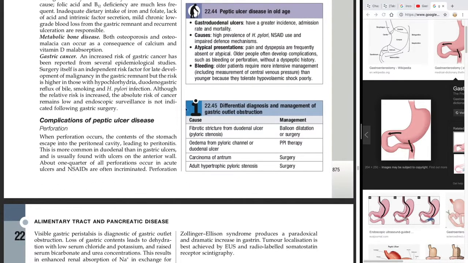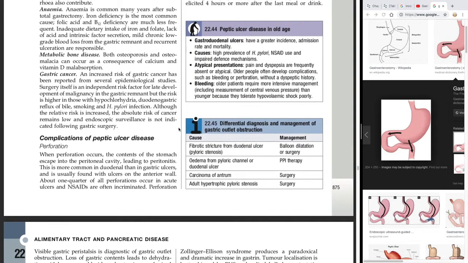Okay, now we'll continue from the previous video on complications of peptic ulcer disease. In the previous videos, if you haven't watched them, you should go back and refer to them. So we've talked about gastritis and also peptic ulcer disease, and now we're talking about the complications.